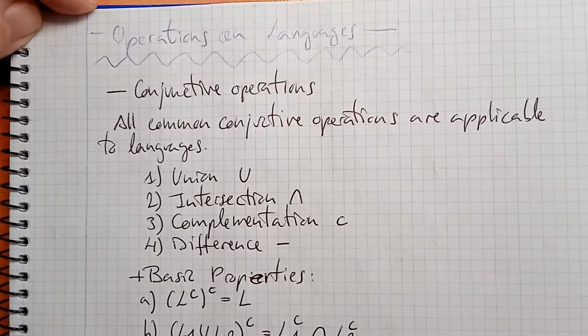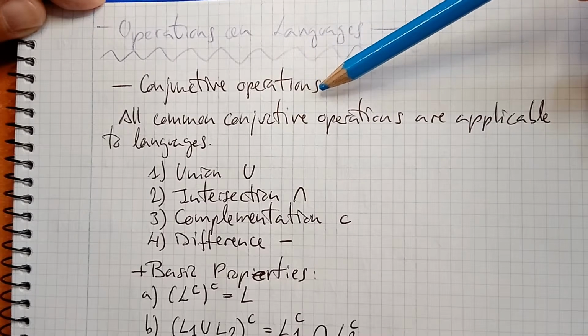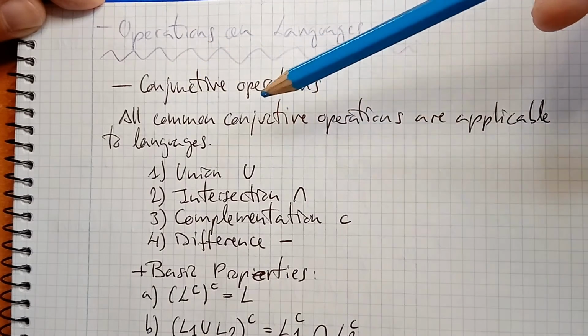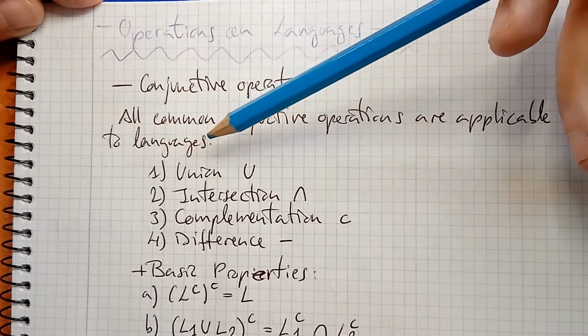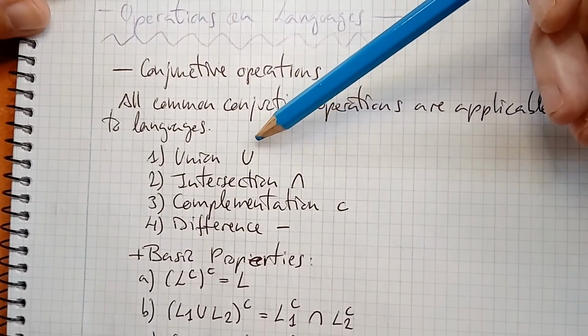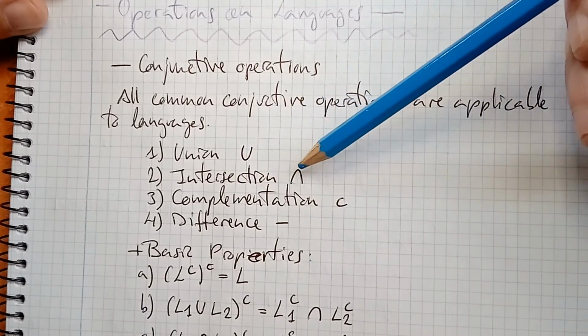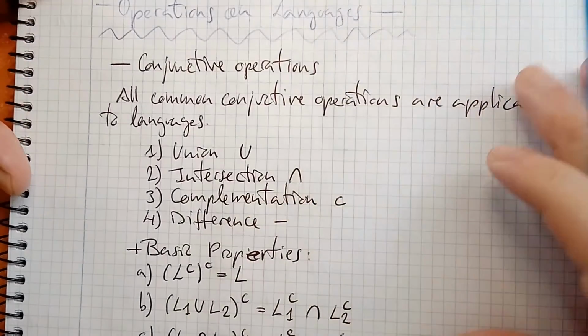Hi everyone, today I'm going to talk about operations on languages. The first kind of operations I'm going to talk about are the conjunctive operations. All common conjunctive operations are applicable to languages. They are very basic: union, intersection, complementation, and difference.